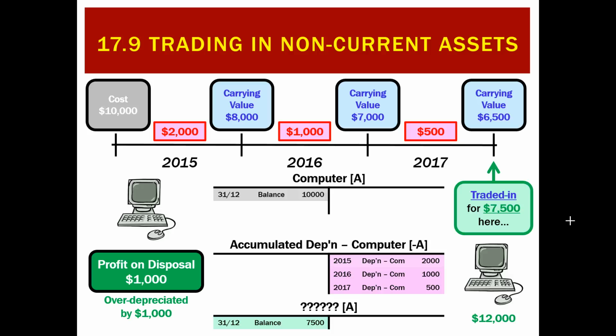We don't know what that would be. Now, when we did the sale of a non-current asset, this account was called cash. But we don't know what it is yet because it's not cash. We're not going to actually get any money. We're going to get a trade-in allowance. So we'll need to figure that out.